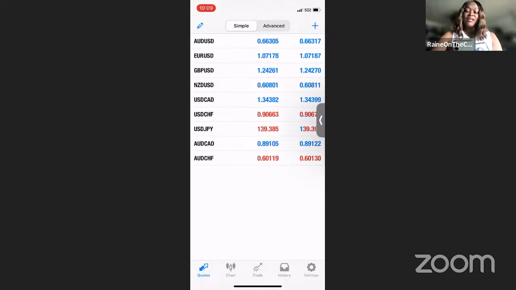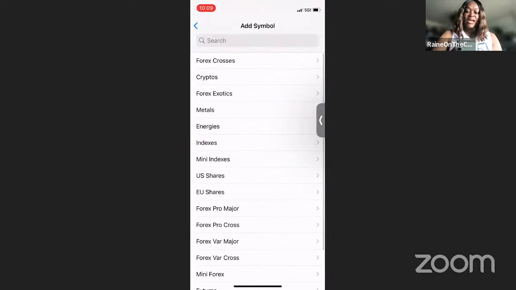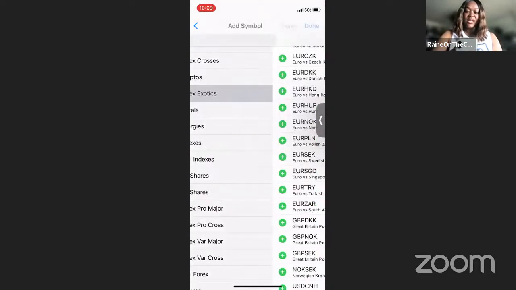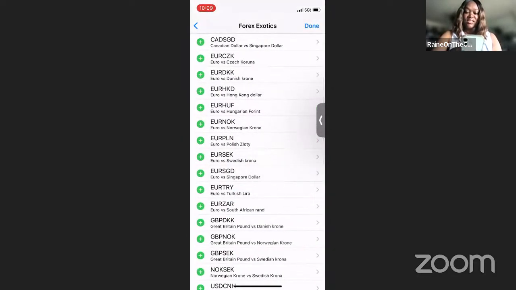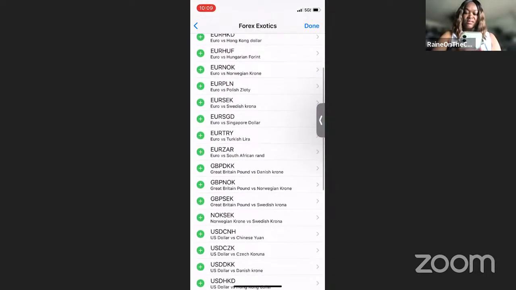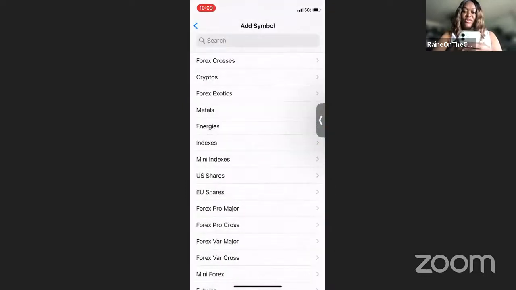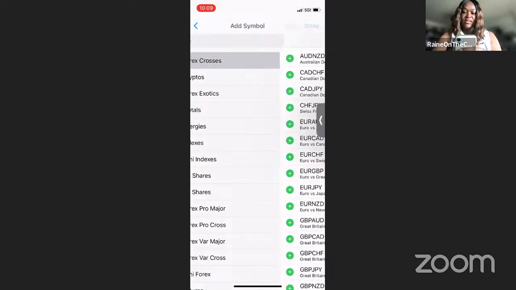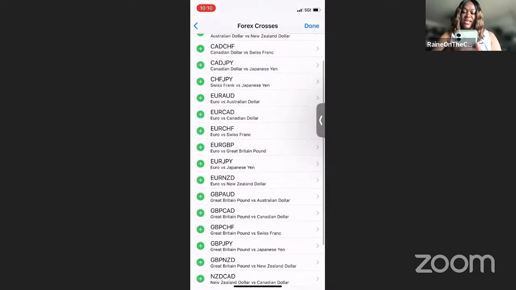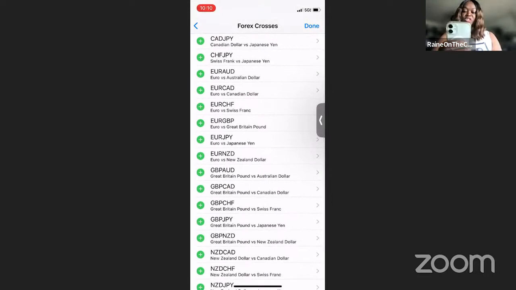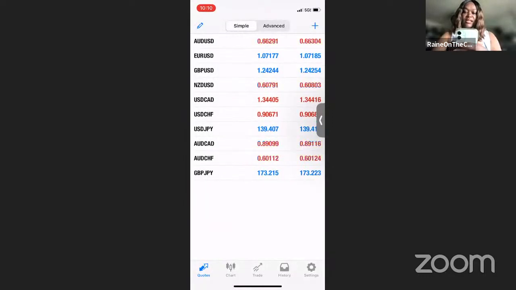So to add GBP JPY, I hit the plus and I'm going to go to Forex Exotics because she's exotic. Is it exotics? No, it's not exotics. It's Forex crosses. My bad. Forex crosses, and there she is. GBP JPY, I hit the plus sign. She's now added to my list. So if I hit done and go back here to my quotes, you'll see her right at the bottom.